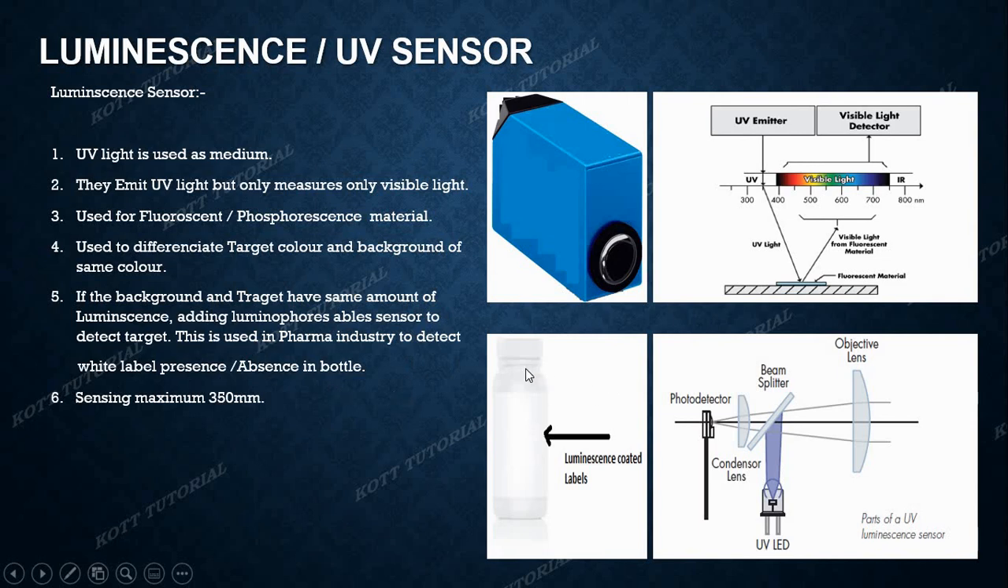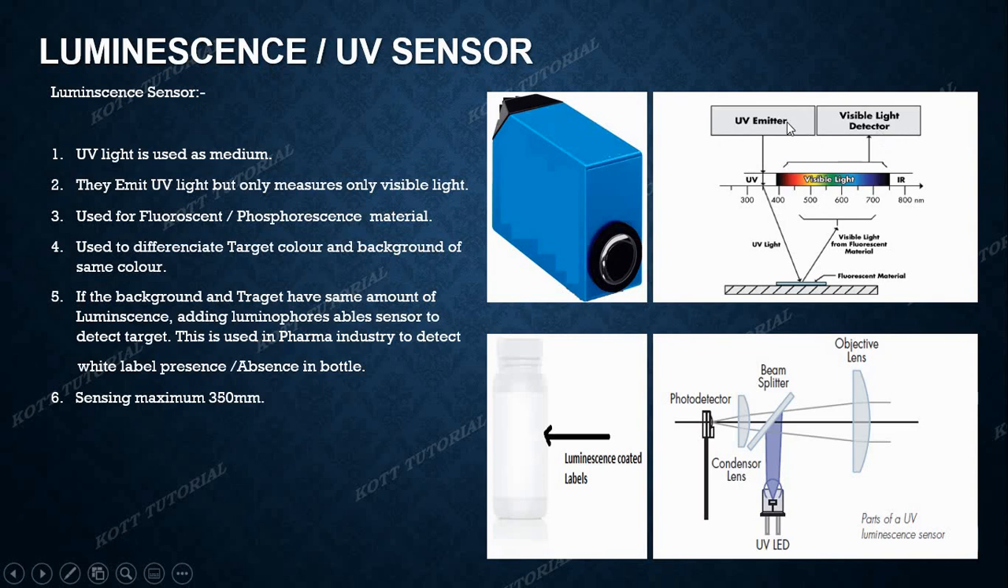Say my bottle and label both have the same luminescence effect. At that time we have to add more luminescence material to the label during manufacturing, so that our UV sensor can successfully detect the label present on the bottle. Now let us go into the working principle of this UV sensor, or the luminescence sensor.